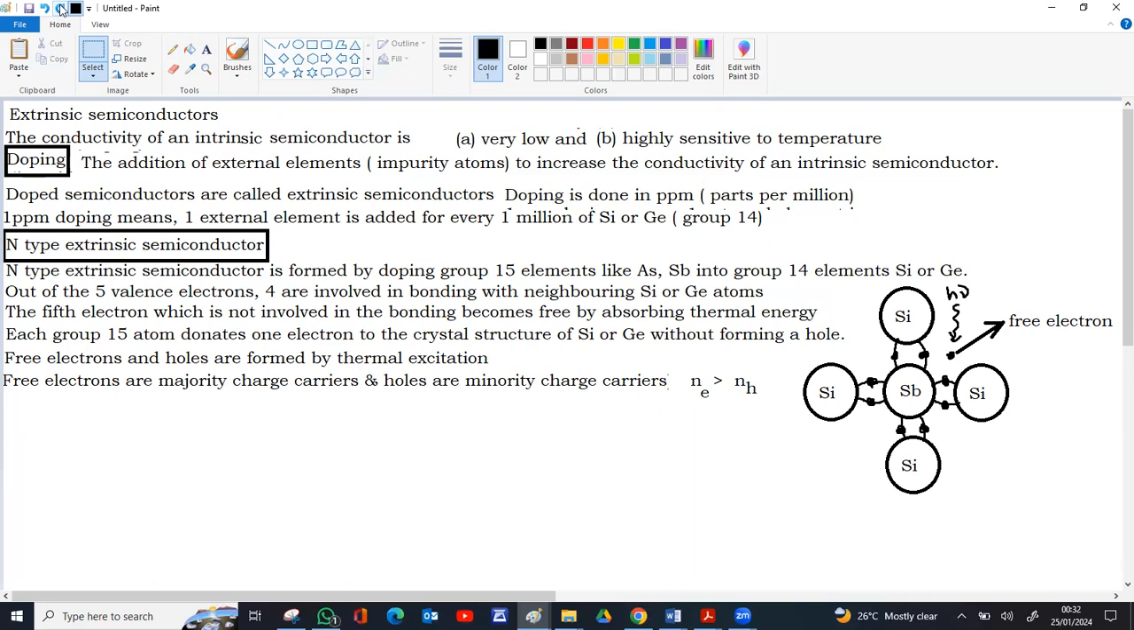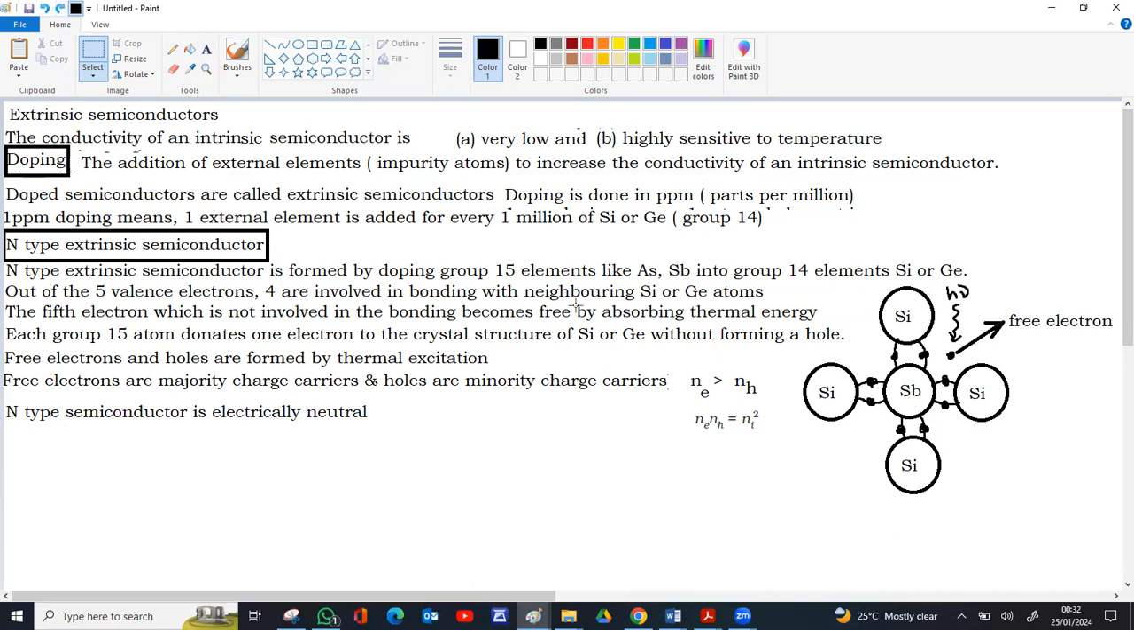The product of Ne and NH always follows the rule Ne into NH equals Ni square, where Ne and NH are the free electron and hole concentration after doping. Ni is the free electron or hole concentration before doping, which was equal for an intrinsic semiconductor before doping. So this is the mathematical side. We have to take care of it for the numerical side also.